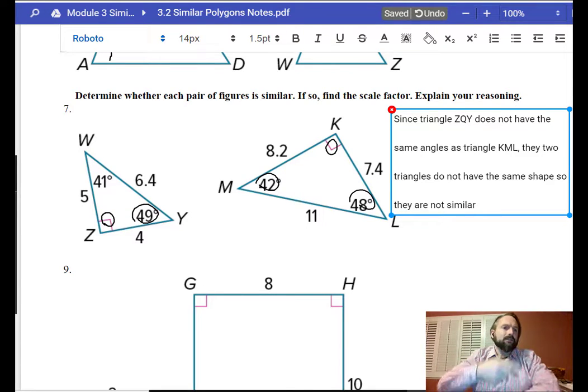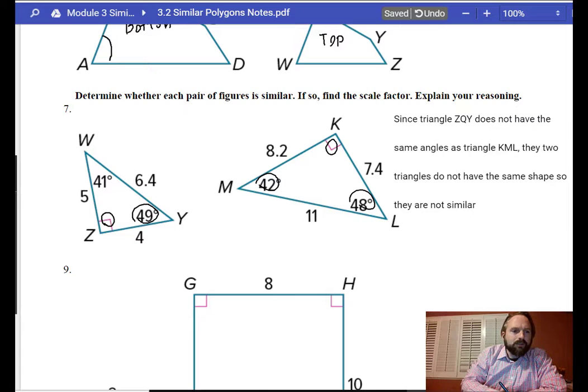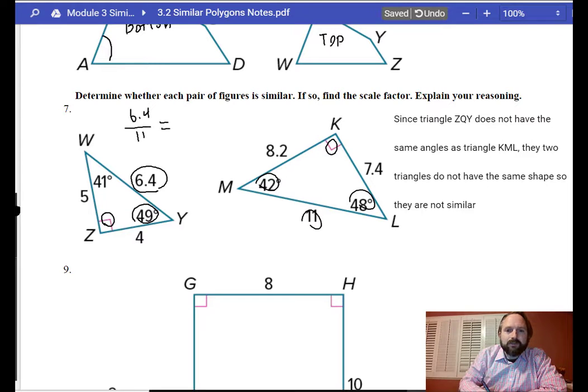So basically we see, do they have the same angles? We don't even have to see if the sides are proportional. We're going to put this over this: 6.4 over 11 is equal to, let's see, the next one, the smallest side. This one is 7.4. Oh, but that was on the bottom. 11 was on the bottom, so 7.4 should be on the bottom. And then the smaller side right here, that would be 4.